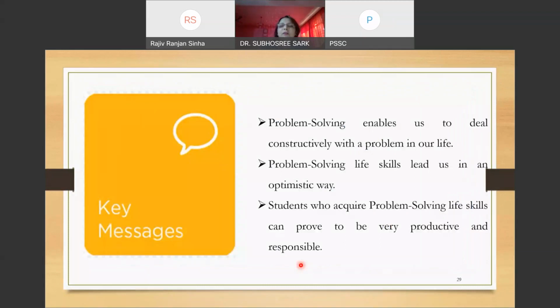Problem solving enables us to deal constructively with a problem in our life. As they said, there will be problems in life. We just cannot wish them away. Face them. It will help us to lead life in an optimistic way. There is always a solution to every problem. And students who acquire problem solving skills can prove to be very productive and responsible.